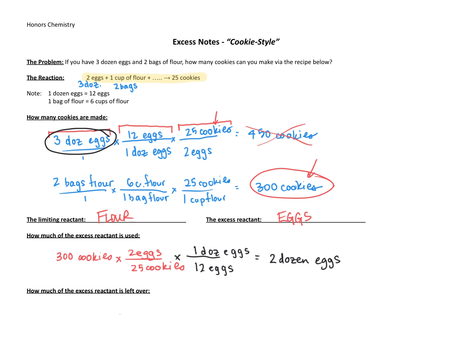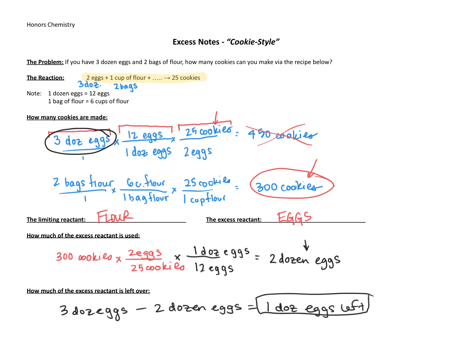So obviously less than we started with, because if we used all 3 dozen, we would have made 450 cookies. We didn't make 450 cookies, we only made 300. 300 cookies requires 2 dozen eggs. So then how much is left over? Well, we started with 3 dozen. And notice the units are the same, right? 3 dozen eggs minus 2 dozen eggs. We got some easier numbers here than we usually have in stoichiometry. And we're going to have 1 dozen eggs left over.